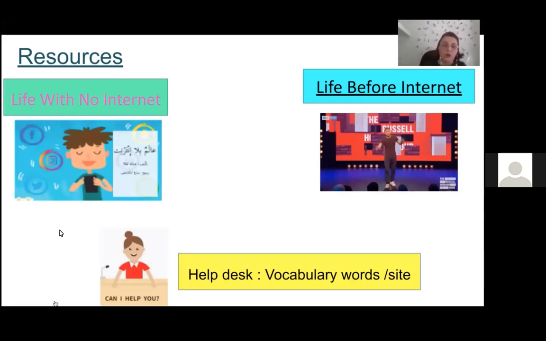Also, where we have the picture of the teacher, the teacher will have a help desk for the students. In this help desk, she will have the vocabulary words needed and the sites that they will be using during this unit. And sometimes she will have students working together in a small group, asking questions back and forth, and they can use think, pair, and share.